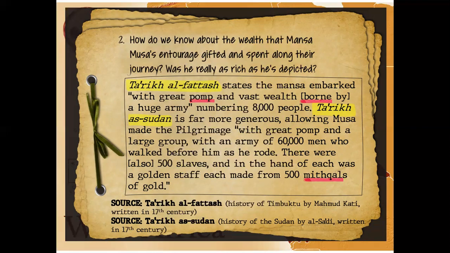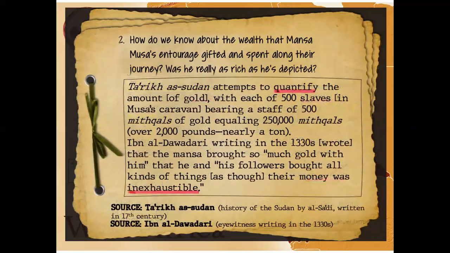The next source then clarifies this, right? It tells us that 250,000 mithqals would be over 2,000 pounds. So if we know from our glossary that a mithqal was a unit of weight and pounds is something we're far more familiar with, now we have a sense, or we have something to compare this 250,000 mithqals to. There's 2,000 pounds of gold just in the staffs that are being carried by these slaves, right? So that is why I want to use these two sources together to help us put that together.